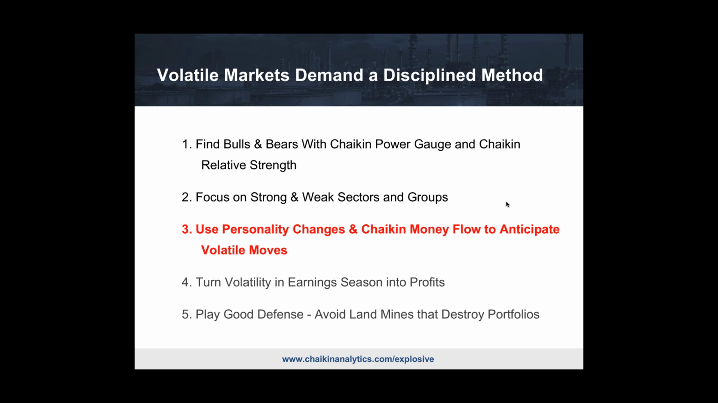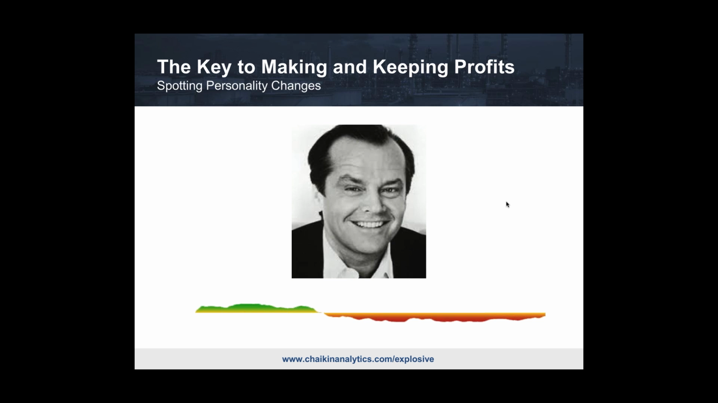Now, the third sort of step in this discipline methodology is to use personality changes in Chaikin money flow to anticipate volatile moves before they happen.